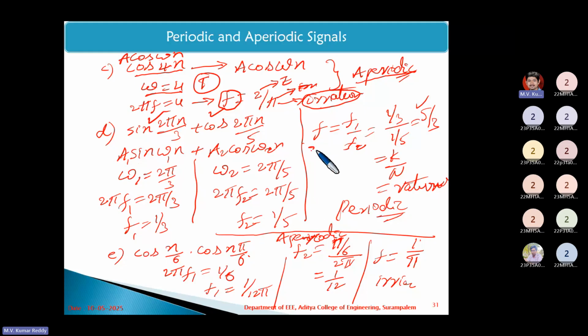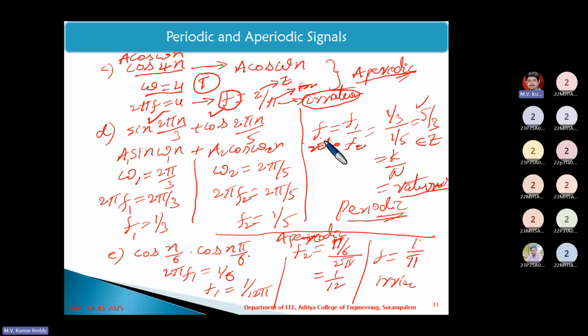Here also we have to find the ratio. అక్కడ కూడా ratio calculate చేసాం కదా T1 by T2. Here also we have to calculate the ratio F1 by F2. Here the ratio is 5 by 3. K value is 5, N value is 3. These 5 comma 3 belong to integers. Hence 5 by 3 is a rational number. So it is periodic.